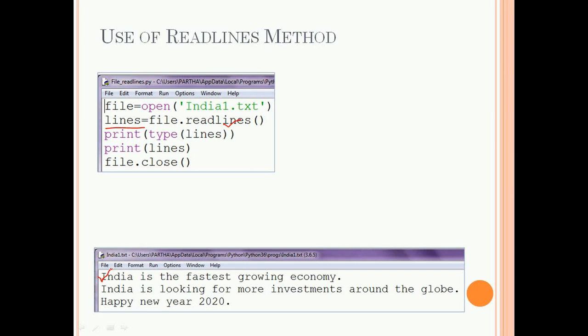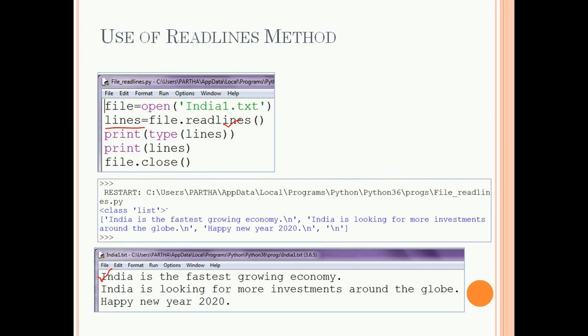So the first element will be India is the fastest growing economy dot and the new line. The second element will be India is looking for more investments around the globe dot, again new line, and so on. And the data type of the variable lines will be list. This is the output. This is the data type list. The first element is the first line with the \n. The second element is the second line with \n. This is the third element. And in the fourth element there is only a new line.